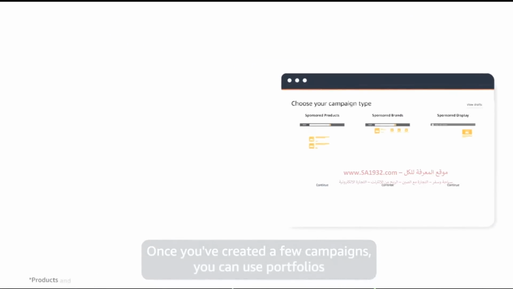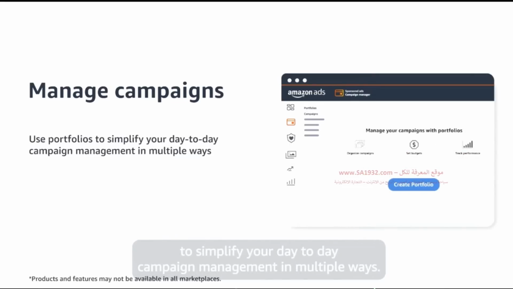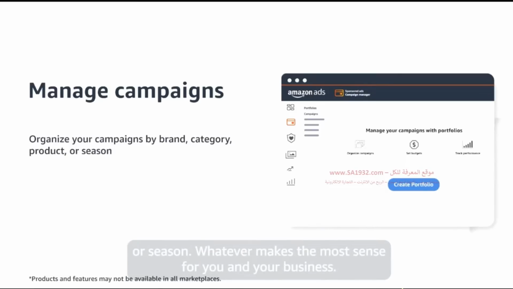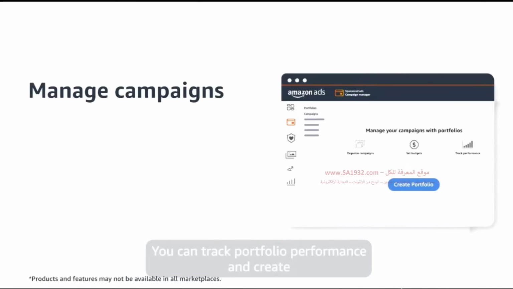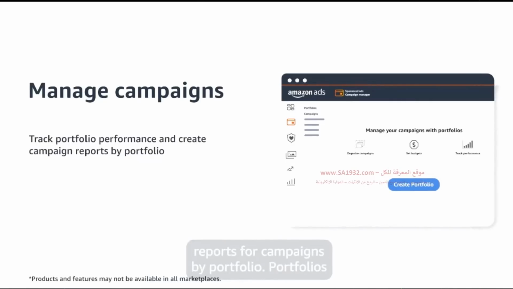Once you've created a few campaigns, you can use portfolios to simplify your day-to-day campaign management in multiple ways. Organize your campaigns by brand, category, product, or season, whatever makes the most sense for you and your business. You can track portfolio performance and create reports for campaigns by portfolio. Portfolios also include automatic budget capping and simple invoicing.